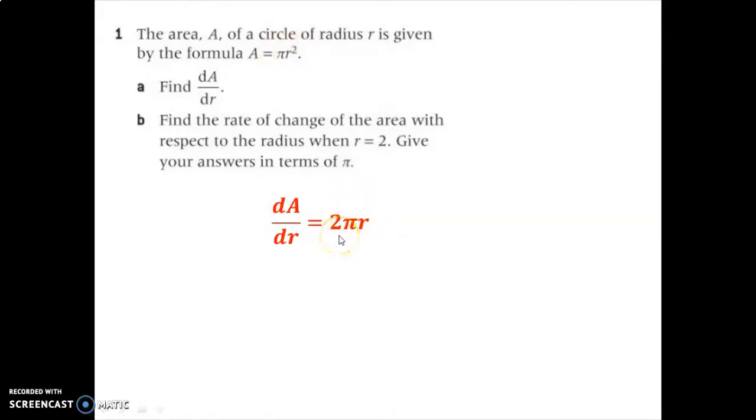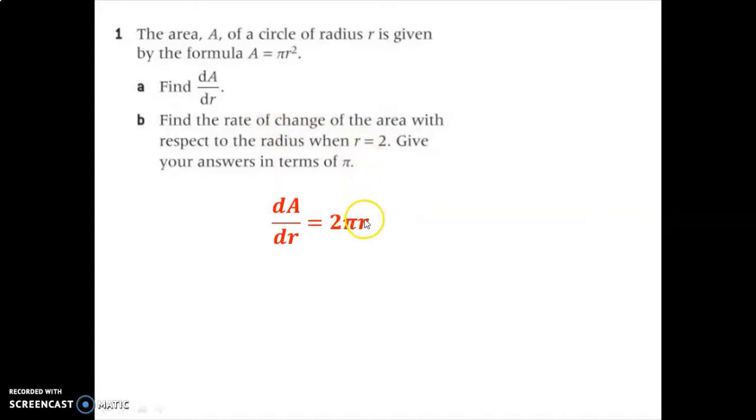There's the derivative. So now it says find the rate of change of the area with respect to radius, and that's what this is, the rate of change, area with respect to radius, when r equals 2. So in other words, it's saying, what is the gradient? What is the slope? The rate of change is the slope. Okay, so what is the rate of change when r equals 2? So this is our slope formula, right? The gradient gives us slope, and we're asking, what is the slope? What is the rate of change when r equals 2?